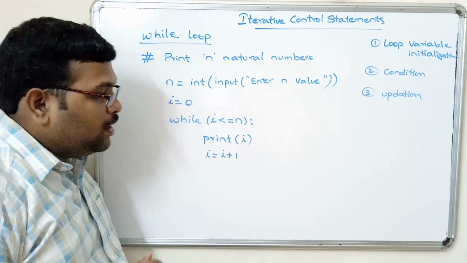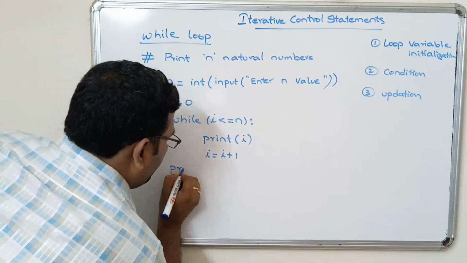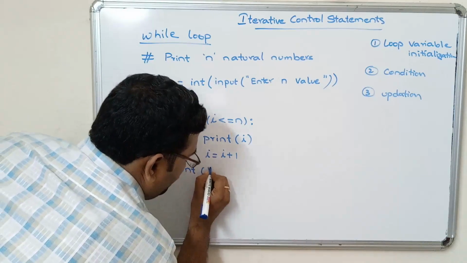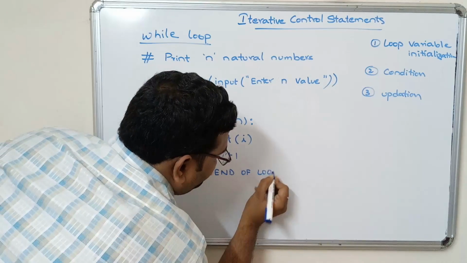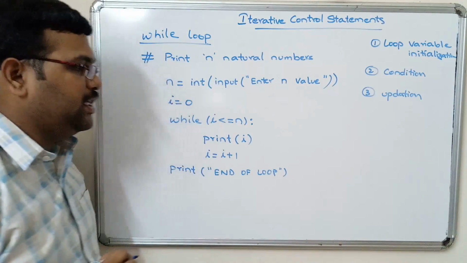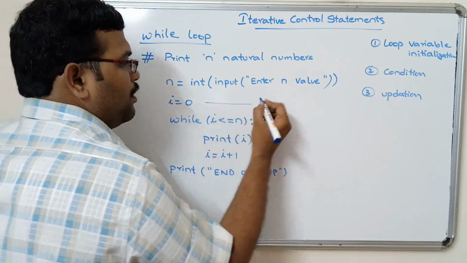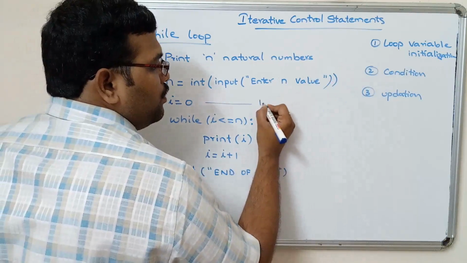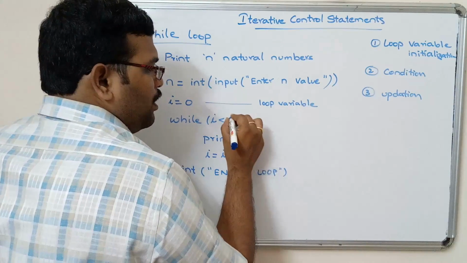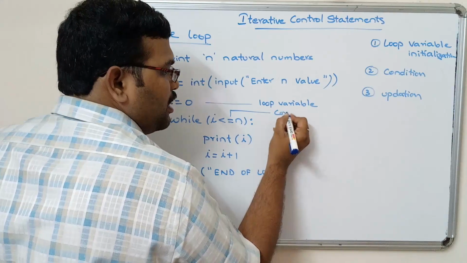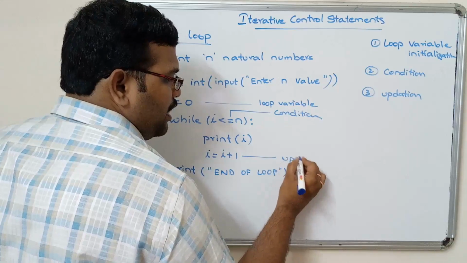Right? So we can write here print end of loop. See, this statement implies, so this is the first one, loop variable initialization. This one is the condition, so where we have to stop. This one is the updation.